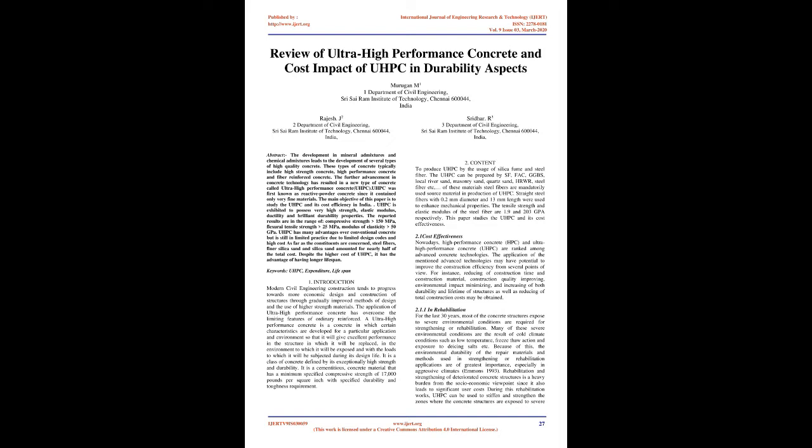2.1 Cost effectiveness. Nowadays, high-performance concrete, HPC, and ultra-high-performance concrete, UHPC, are ranked among advanced concrete technologies. The application of the mentioned advanced technologies may have potential to improve the construction efficiency from several points of view. For instance, reducing of construction time and construction material, construction quality improving, environmental impact minimizing, and increasing of both durability and lifetime of structures as well as reducing of total construction costs may be obtained.